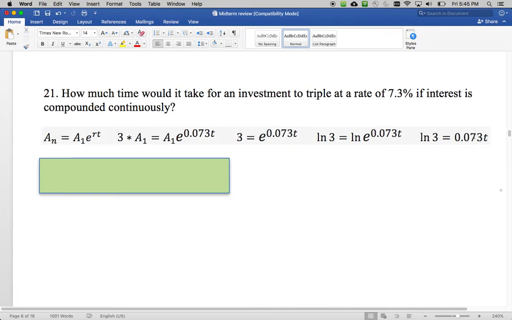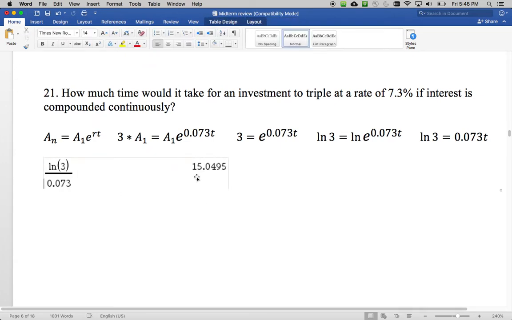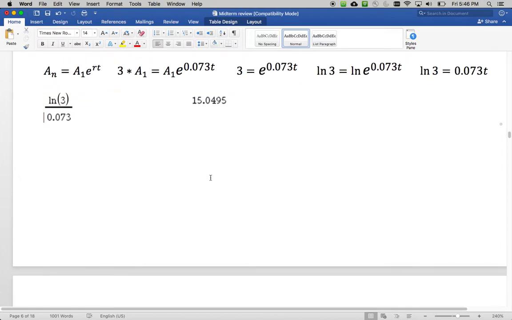To get t by itself, we're going to divide both sides by our decimal, or our interest rate. So we have natural log of 3 divided by 0.073. That's what we're plugging into the calculator. And when we do that, our calculator tells us it's going to take us a little bit more than 15 years for our investment to triple.